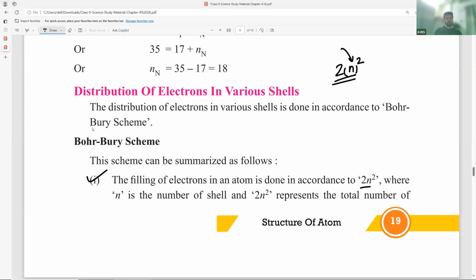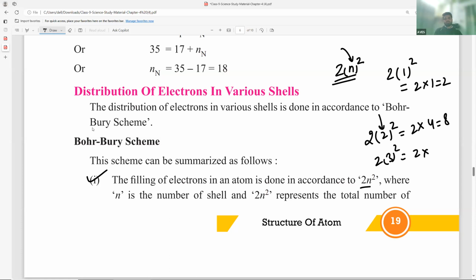If you want to know how many electrons can lie in the first orbit, put the value 1. 2 into 1 square is 2. The first shell can have 2 electrons. Similarly, for the second orbit, 2 into 2 square is 8. In the third orbit, 2 into 3 square is 18, and then 32, and so on. So the first orbit can have a maximum of 2 electrons, the second orbit 8, the third orbit 18, and the fourth orbit 32 electrons.